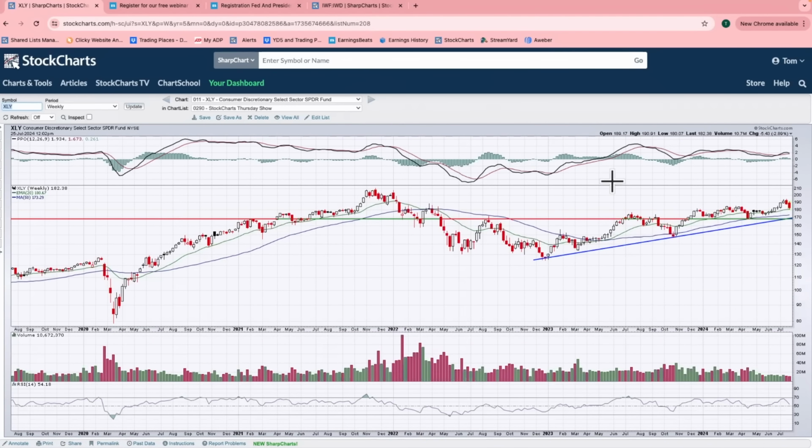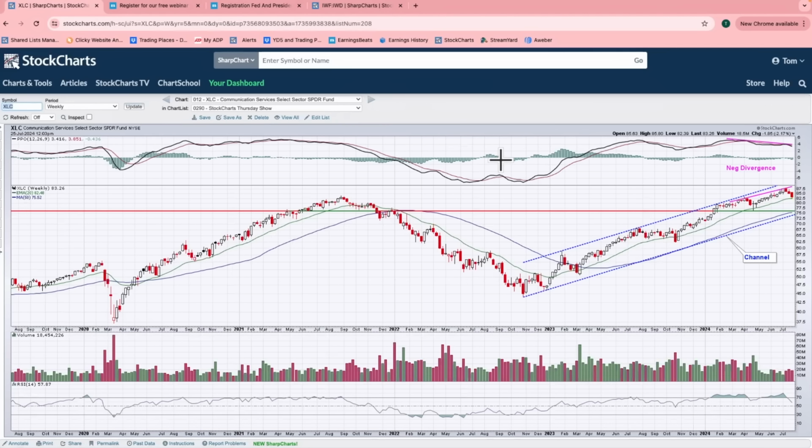Next up, consumer discretionary, another really aggressive part of the market. Here we made a breakout, which was nice. Unfortunately, we have seen some selling. We've pulled back, and we're testing that rising 20-week moving average. We'll see if it holds.